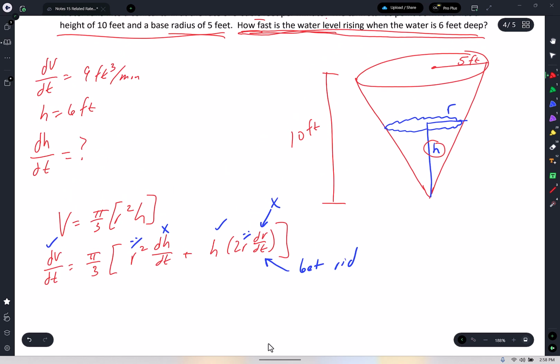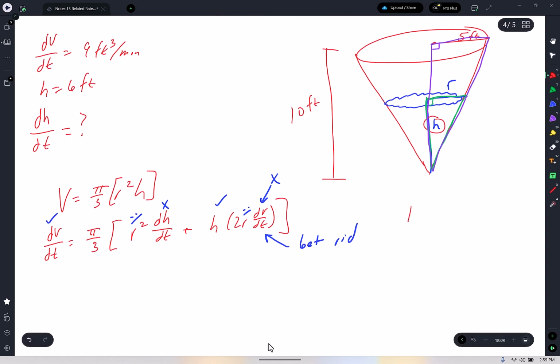Here's where we're going to use geometry. Do you see the blue triangle here? Let me do it in green. Do you see the green triangle right here? Now look at the purple triangle right here. Do you guys see this purple one? We're going to do proportional triangles just like you did in geometry. 10 is to 5, that's the big triangle, the purple. So 10 is to 5 as H is to R.